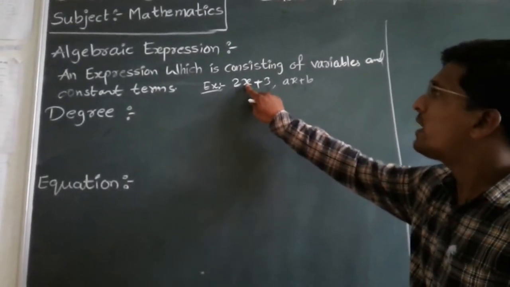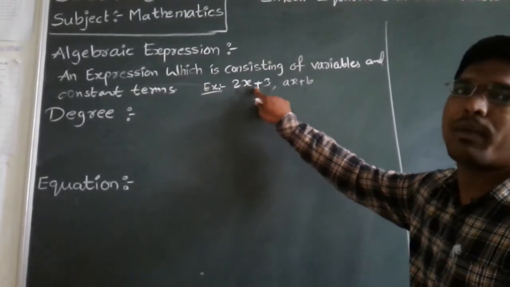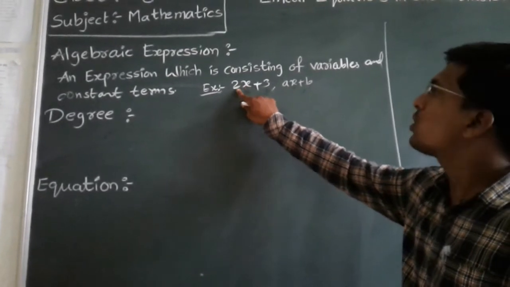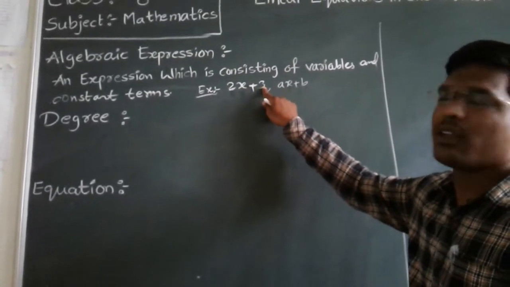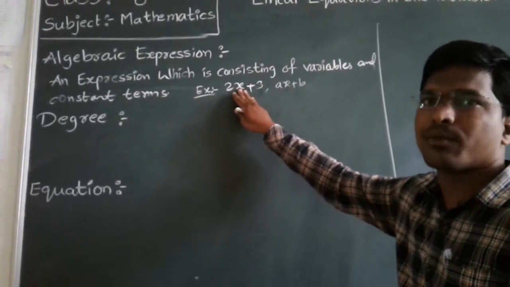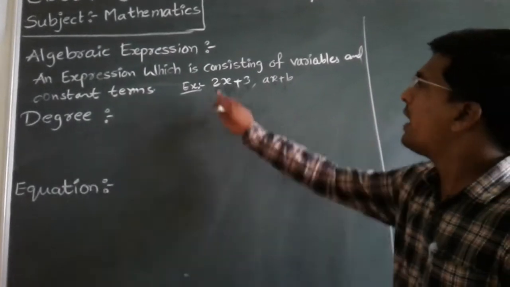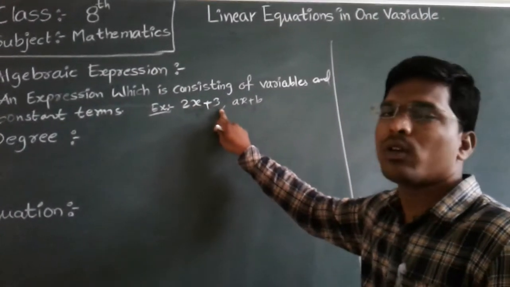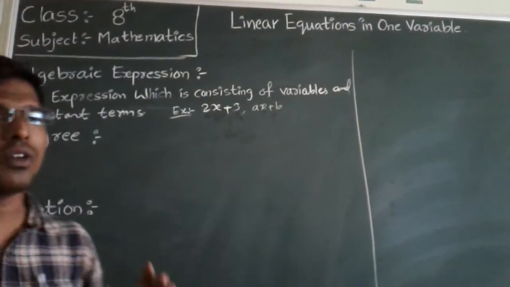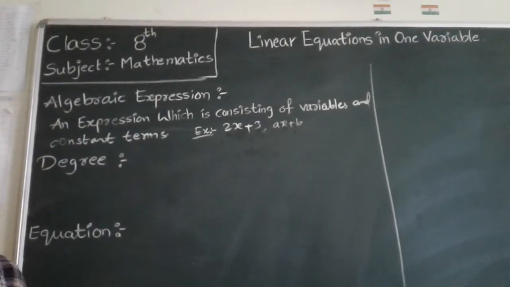Suppose I give the x value as 0: 2 into 0 is 0, 0 plus 3 is 3. Suppose I give the x value as 1: 2 into 1 is 2, 2 plus 3 is 5. So depending on x, the whole value of the expression will change. That's how we can say x is a variable and 2 and 3 are constant terms. An expression consisting of variables and constant terms is known as an algebraic expression.